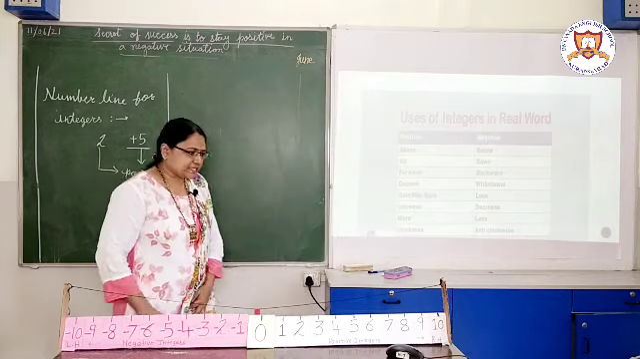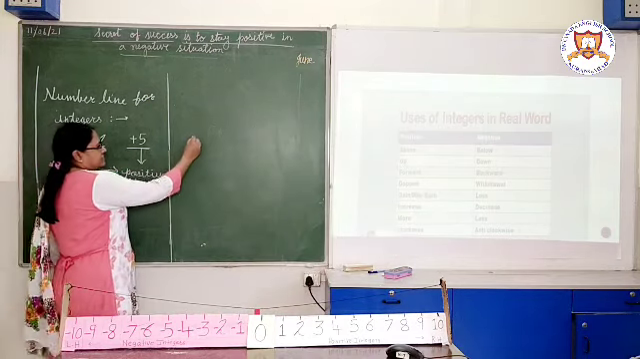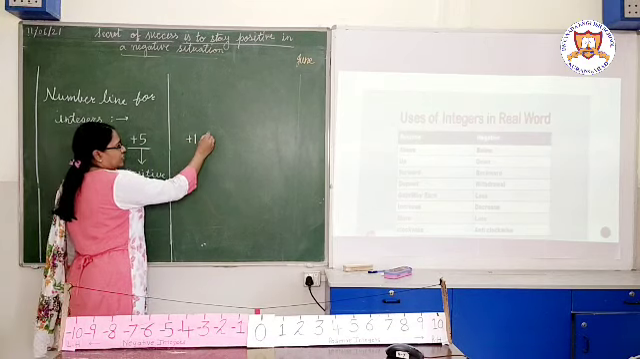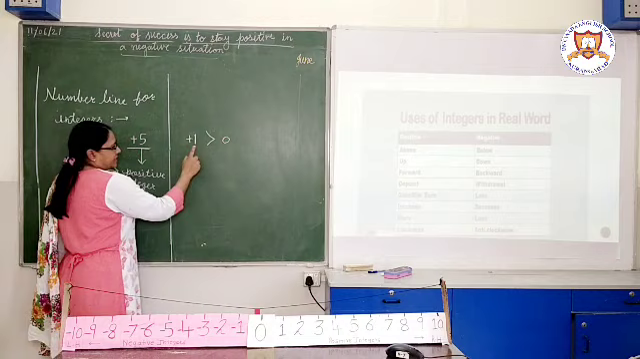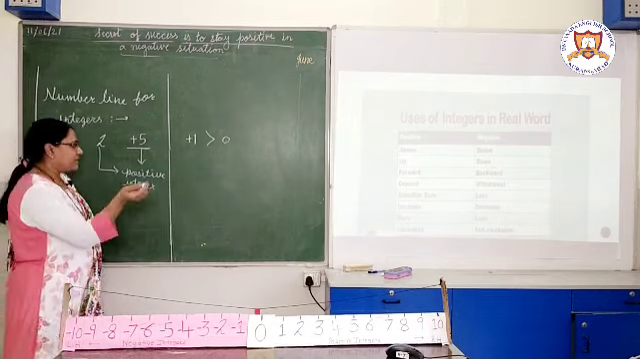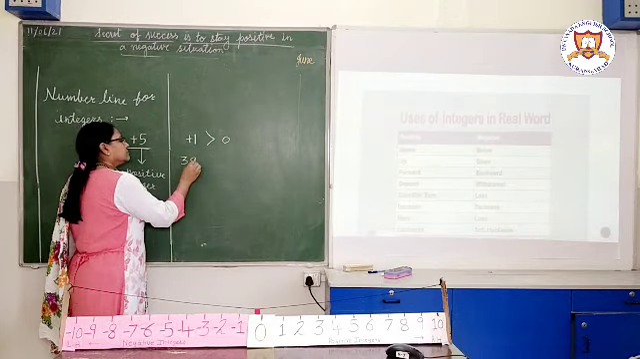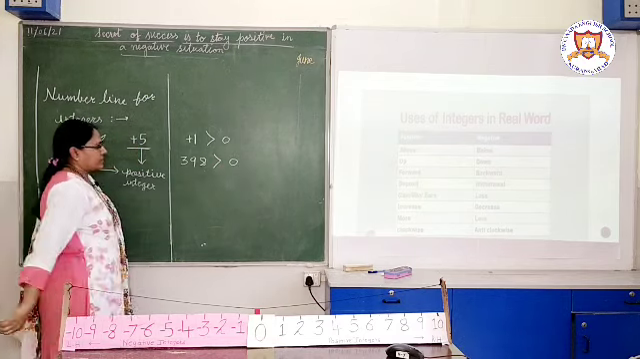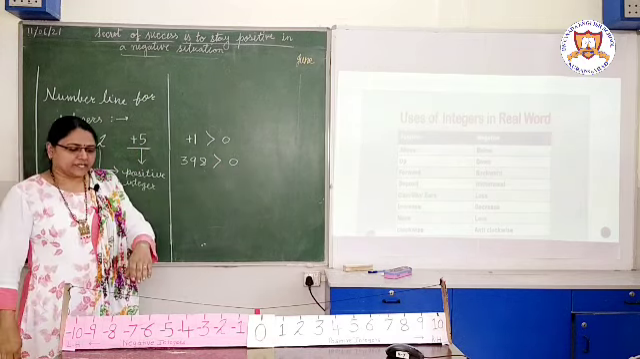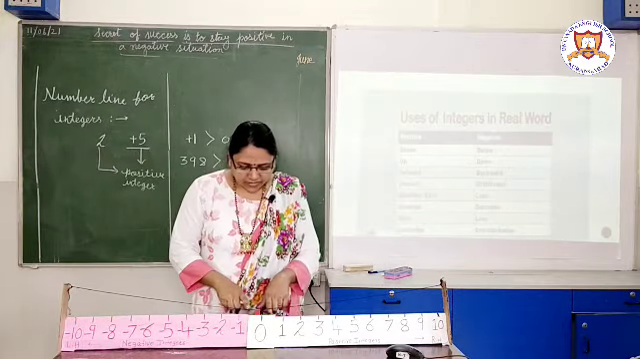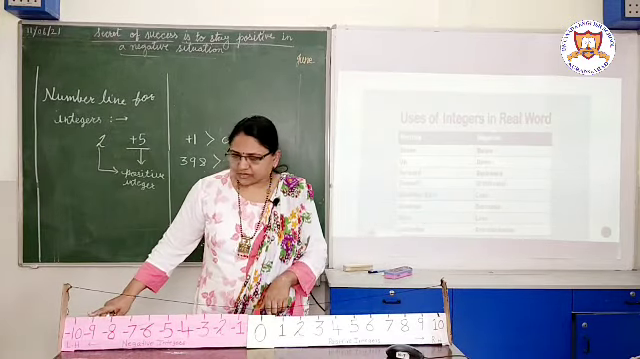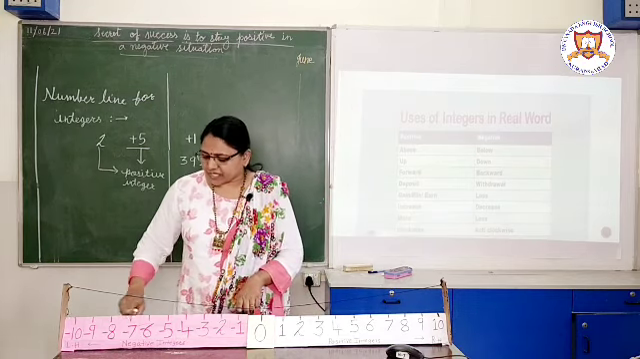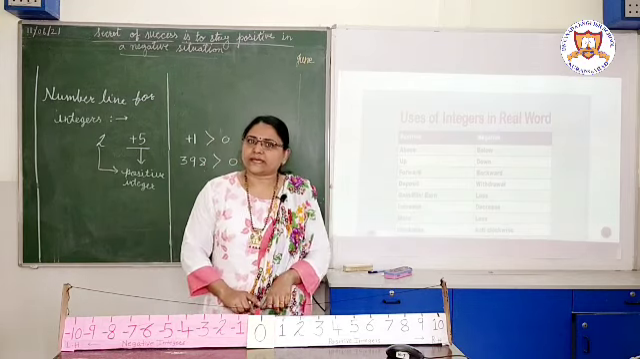What is the meaning of this? A positive integer is always greater than 0. It may be a 1-digit number, it may be a 3-digit number. Without a sign, it is always greater than 0. Now what about the negative numbers? Negative numbers are on the left hand side of 0. That means all negative integers are always smaller than 0.